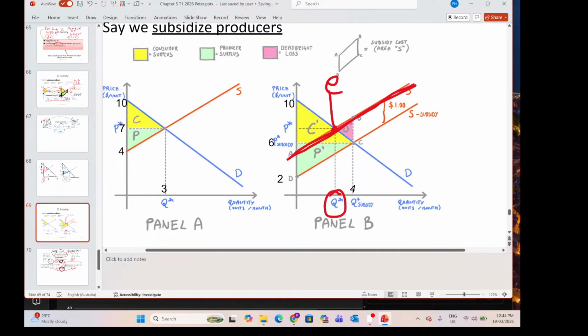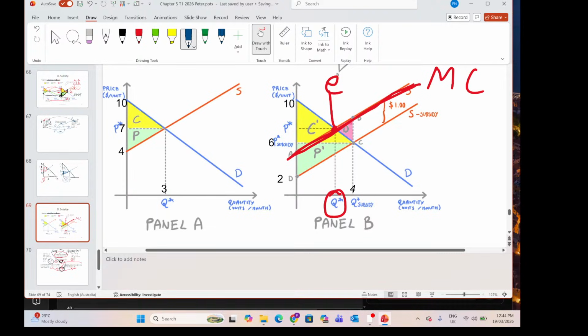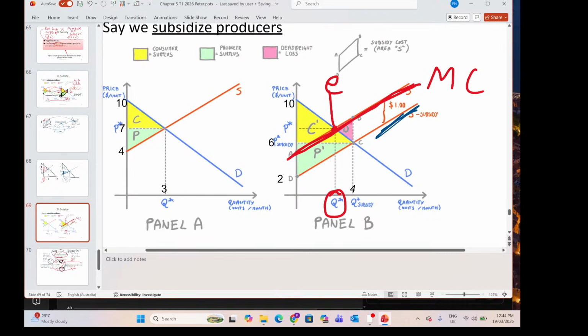The red line that I'm marking is the true marginal cost of making this product. The blue line is not the true marginal cost because it's distorted by the subsidy, which is bringing it down. I'm putting a $2 to show that line moving down. We know that our new equilibrium price is 6. We know that our new equilibrium quantity is 4. And we know that our old equilibrium quantity is 3. So the difference between 3 and 4 is 1.